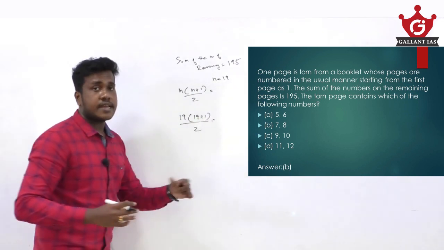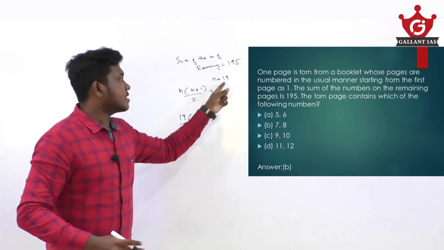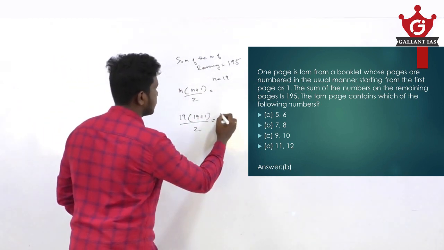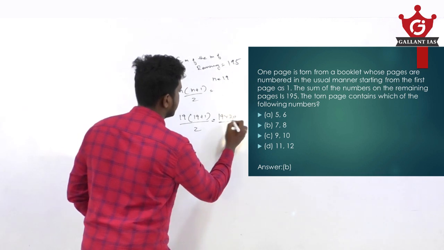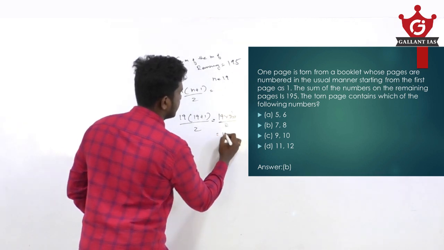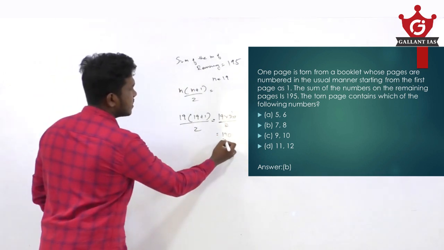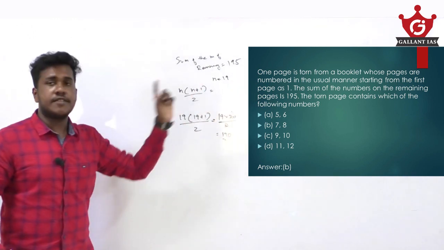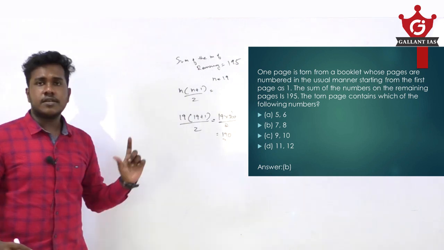So we assume that the initial number of pages without tearing, let it be 19 first. Okay, so 19 into 19 plus 1 by 2 is nothing but 19 into 20 by 2. So 190. So this 190 is actually less than 195, right? 190 is less than 195. That means 19 is not correct.